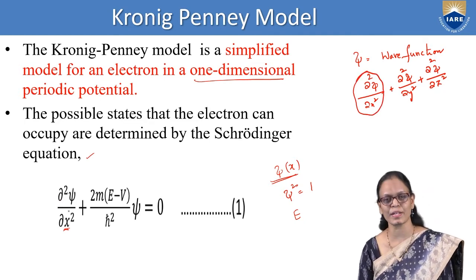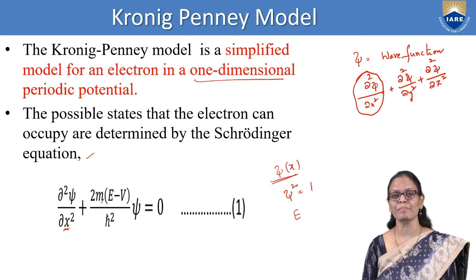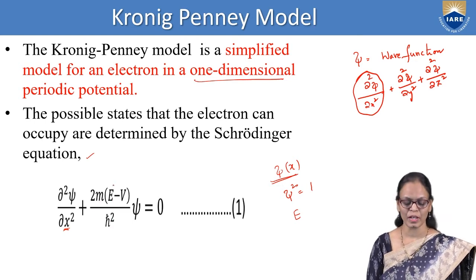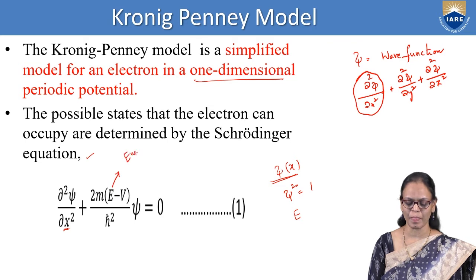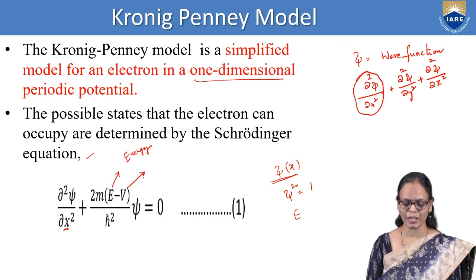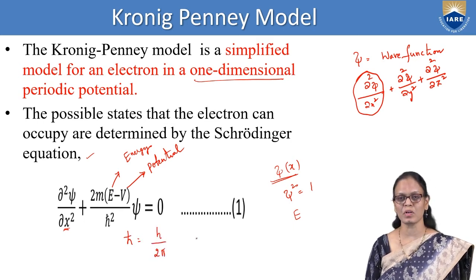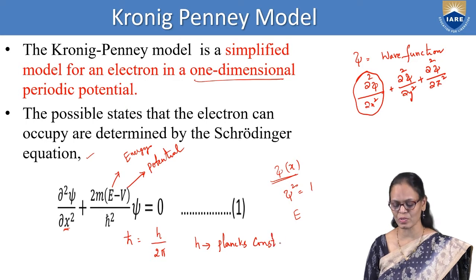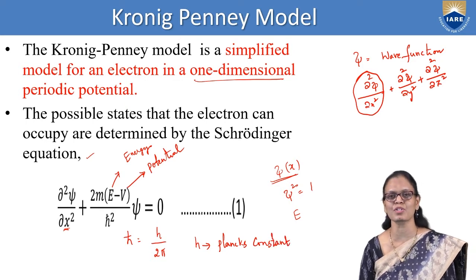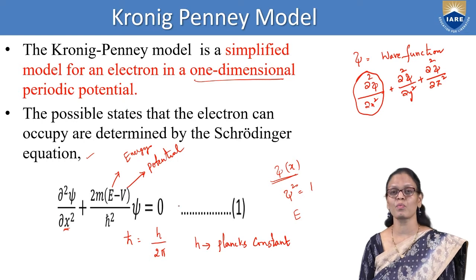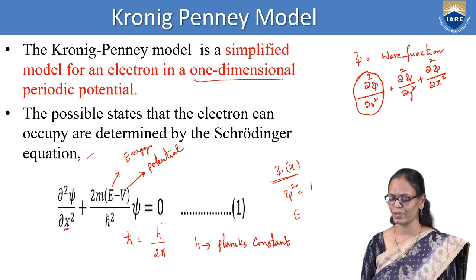So we are writing del squared psi by del x squared plus 2m into (E minus V) by h cross squared. E here represents the energy and V represents the potential. And h cross is a constant which is h upon 2 pi, where h is Planck's constant. We know Planck's constant. Because we are going to solve this equation, you need to know all the terms in the Schrödinger wave equation. So this is what the Schrödinger wave equation is about.